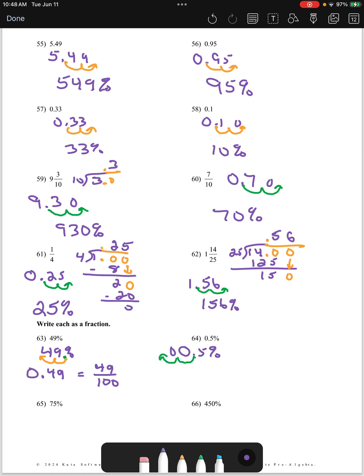For number 64, again, step 1, say, all right, I need to make this percentage into a decimal. So drag that decimal point back 2 places and fill in our gap. We get 0.005. What is that? That is 5 1,000ths. Third decimal place is thousandths. Now this, we can simplify. 5 will divide by 5, and 1,000 can divide by 5. The fraction form is 1/200th.